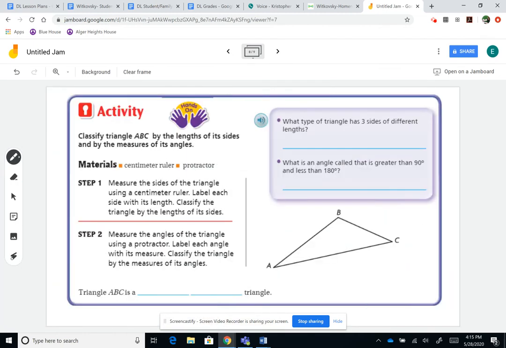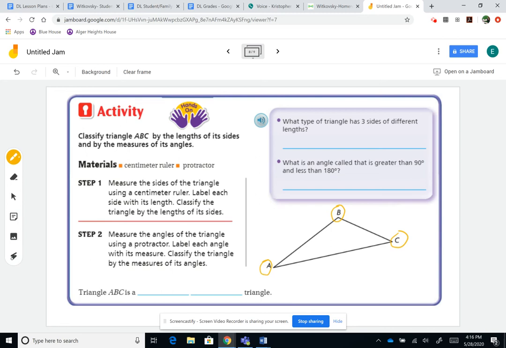Let's talk about this activity. Classify triangle ABC by the length of its sides and by the measure of its angles. Now, this triangle is called ABC because they've named the vertices. We have A, B, and C. So it's called triangle ABC. We don't have a centimeter ruler here, but I do have one with me, so I'm going to measure it for you, and then you can help me identify it, okay?